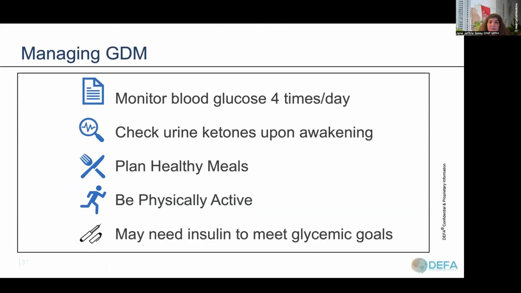So to sum this up, monitoring glucose 4 times a day, fasting and 1 or 2 hours after each meal, checking ketones first thing in the morning upon awakening with that first void, planning healthy meals and being physically active are important treatments for gestational diabetes. If they're not able to achieve those glycemic goals, then the next step is to start insulin therapy.